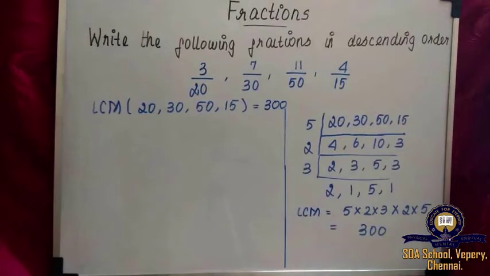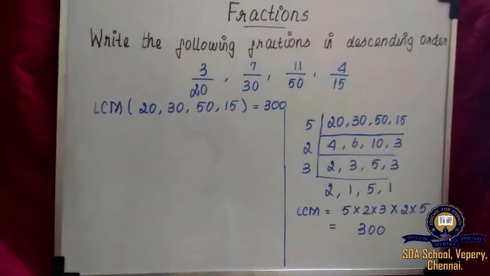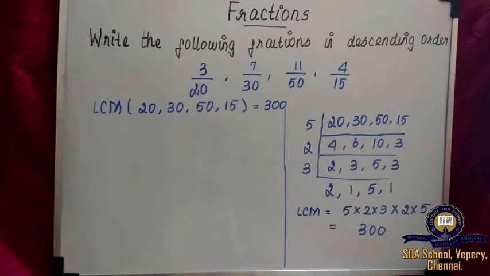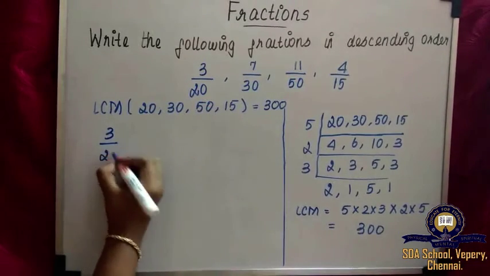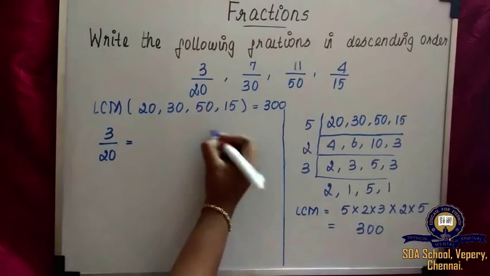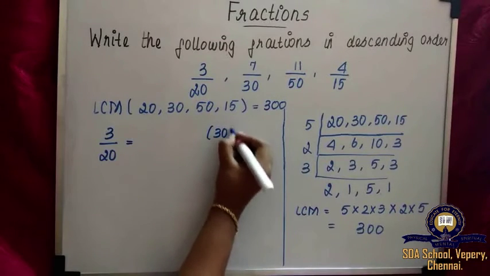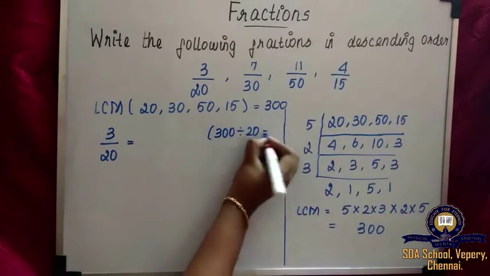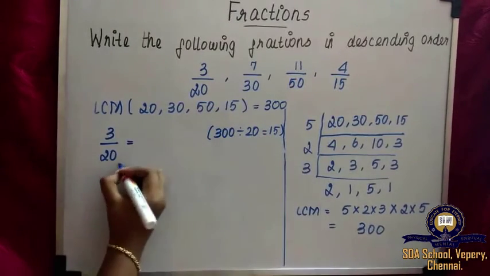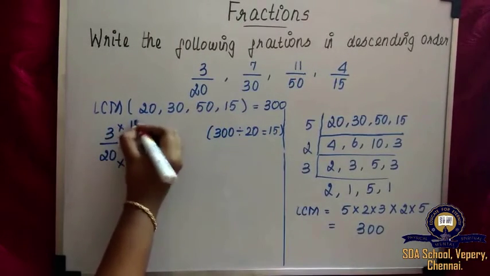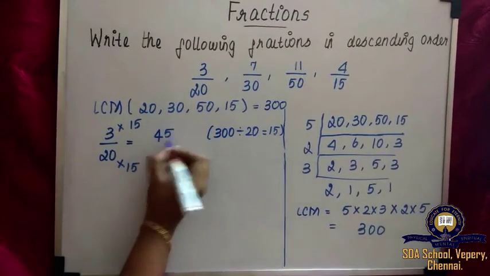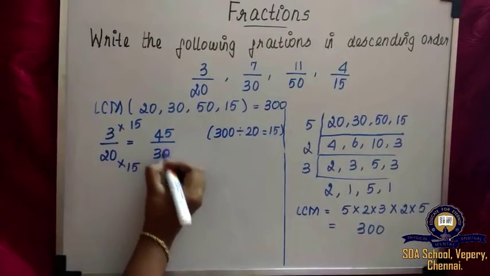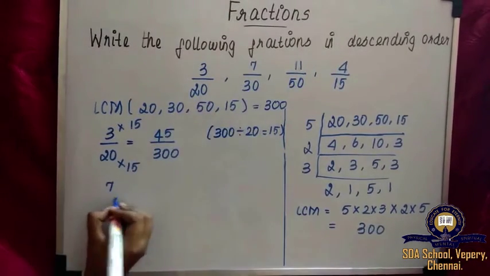300. Now we have to multiply the numerator and denominator of each fraction by LCM divided by the denominator. Take the first fraction 3 by 20. So the LCM divided by the denominator, 300 divided by 20 is equal to 15. So we have to multiply the numerator and the denominator by 15. So 3 15s are 45. 20 15s are 300. Take the second fraction 7 by 30.